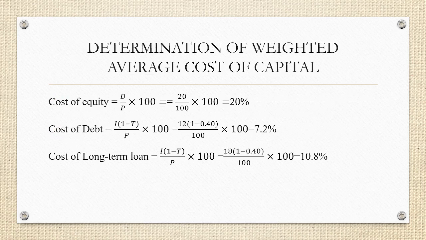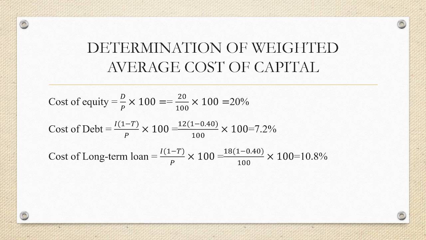Now the weighted average cost of capital for the present situation, that the cost of equity is equal to D by P into 100. Here we are using the dividend yield method because we do not have any information about the growth. So dividend yield method, cost of equity is equal to dividend 20 divided by the current market price 100 into 100 is equal to 20%.